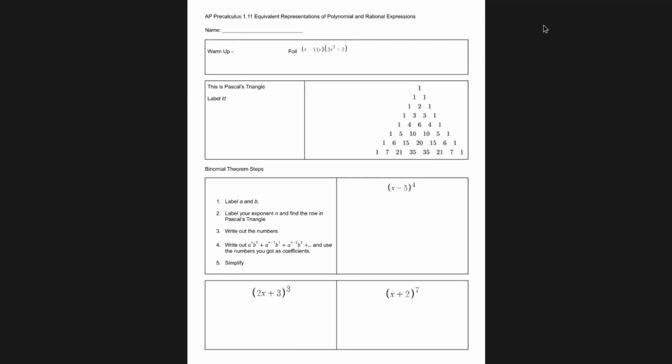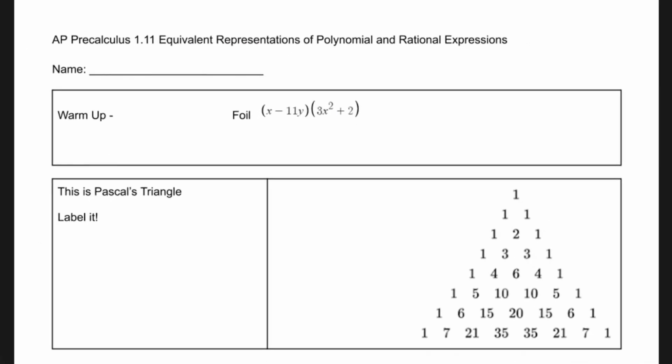Okay. So we're going to talk about two main things. But before we talk about the one main thing, let's just make sure we're good with foiling. Remember that? Anyway, x times x, 3x squared is 3x cubed. x times 2 is 2x.